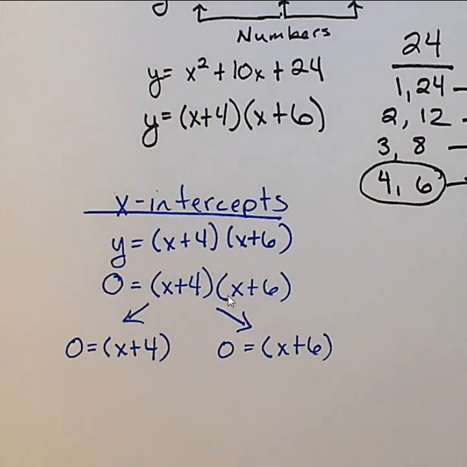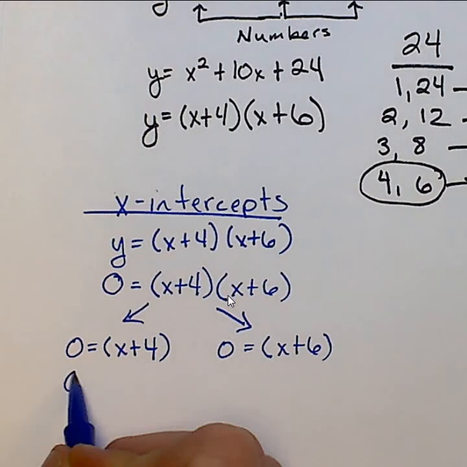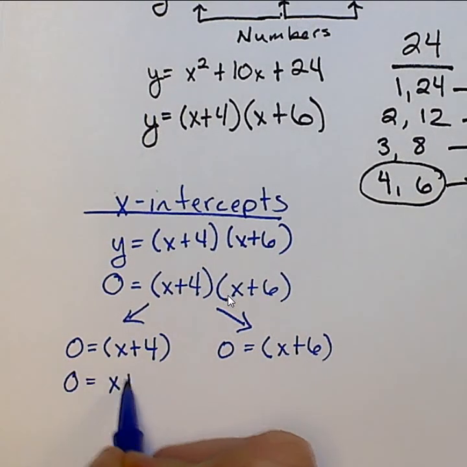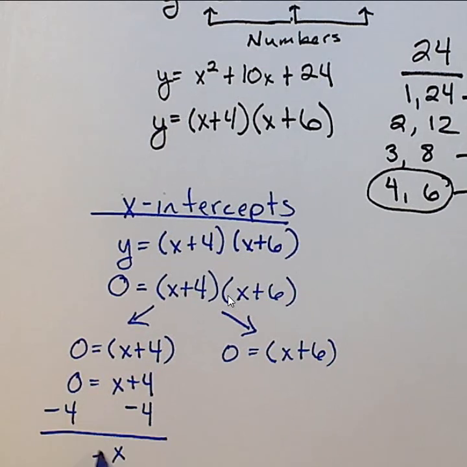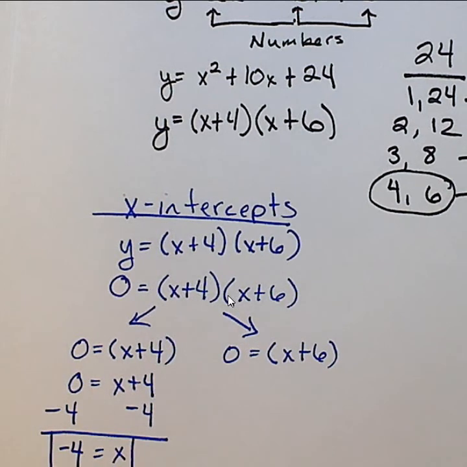So how can I solve this? Because I can't put x and 4 together, so I drop the parentheses, right? So how can I solve this and find out what x is? Yes, Carly. I subtract 4 from both sides, so x becomes what? Negative 4. There's one of my x-intercepts.